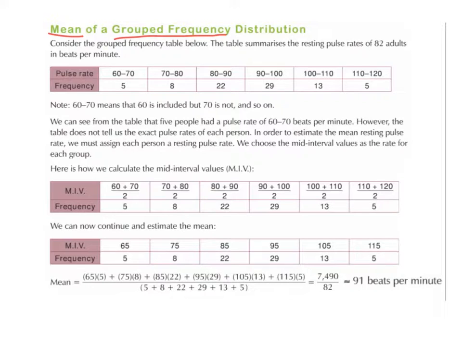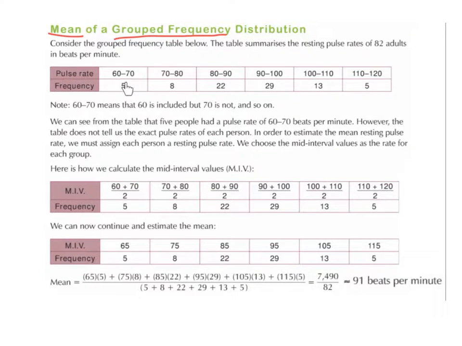So, for example, if one of the adults had a pulse rate of 62, they would go inside this group. If they had a pulse rate of 69, they would go inside this group. If they had a pulse rate of 75, they'd go inside this group, and so on. Note, 60 to 70 means that 60 is included, but 70 is not. So if they had a pulse rate of 70, they'd have to go into the 70 to 80 group. If they had a pulse rate of 80, they'd have to go into the 80 to 90 group, and so on. So this is our frequency row.